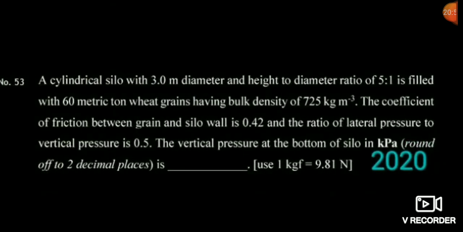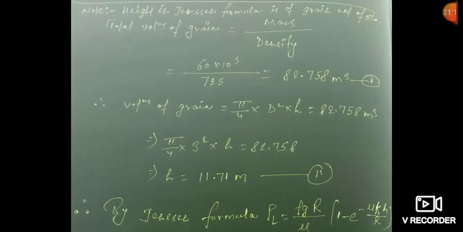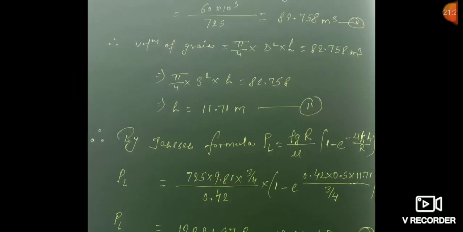Friends, you see here the height to diameter ratio of silo is given, that is 5:1. So if you calculate the height of silo, suppose the diameter is given 3 meter, the height of this silo is going to be 3 into 5, that is 15 meter. 15 meter is the total height of silo, but we have to consider only the height of grain present. We have to consider only that one.